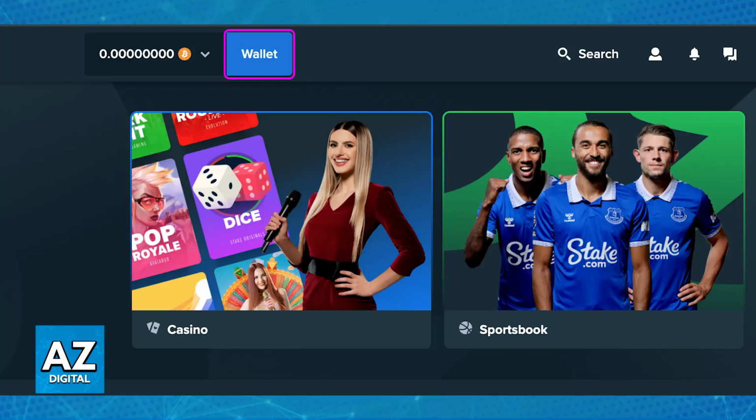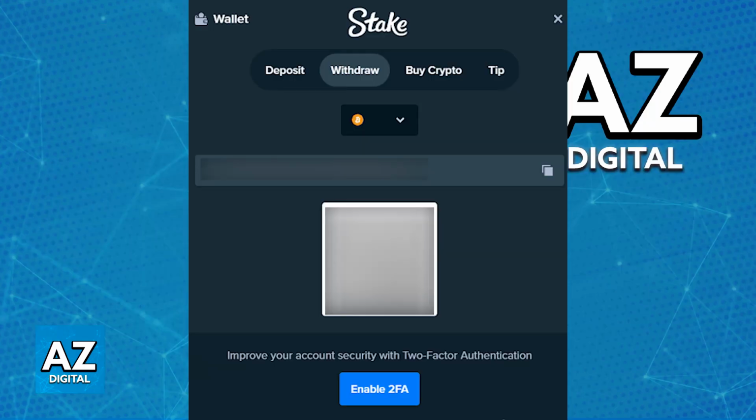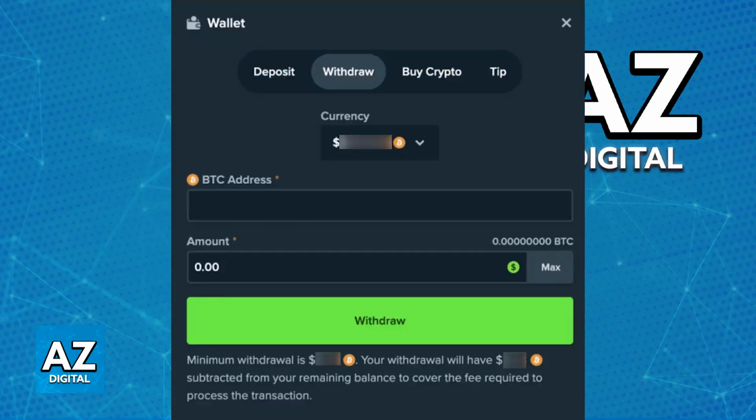When you select wallet, one of the options in there is going to be withdrawal. So, usually you have deposit, withdrawal, buy crypto, and tip, and all that you have to do is choose withdrawal. By choosing withdrawal, you will then be able to select how you would like to withdraw your balance, with one of the options being crypto. Usually, you will be able to select the crypto network and then the specific asset. And finally, you will be able to enter the destination address.